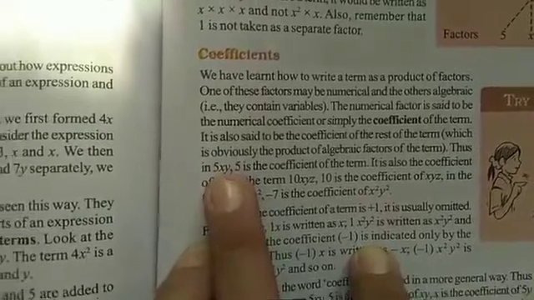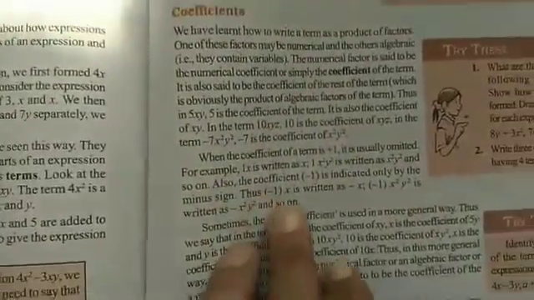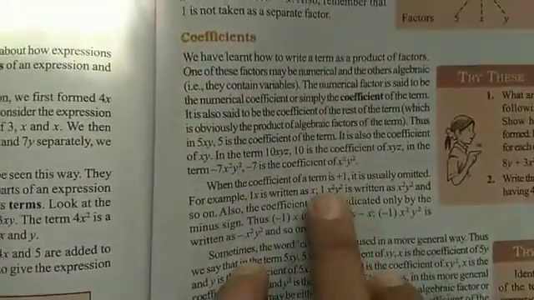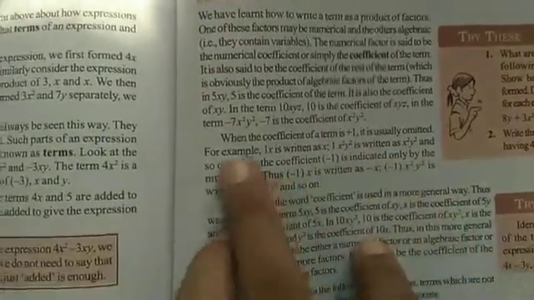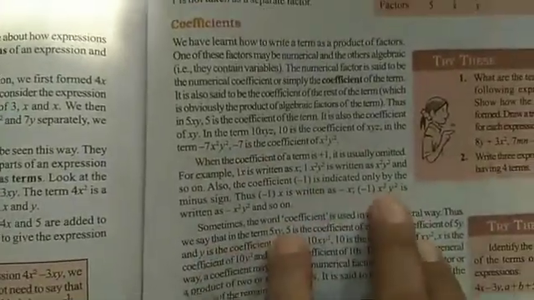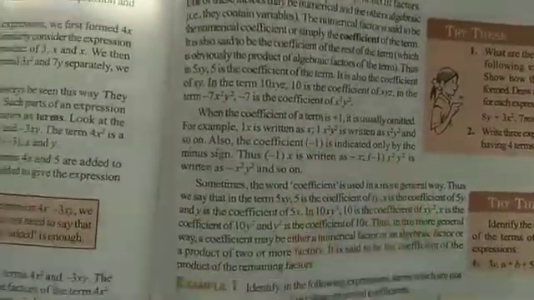For example, if we say 5xy, then 5 is the coefficient of the term. If we say x squared y squared, no number is written, which means 1 is there, so 1 is the coefficient. If it is minus 7x squared y squared, the coefficient is minus 7. If it is minus x squared y squared, the coefficient is minus 1.